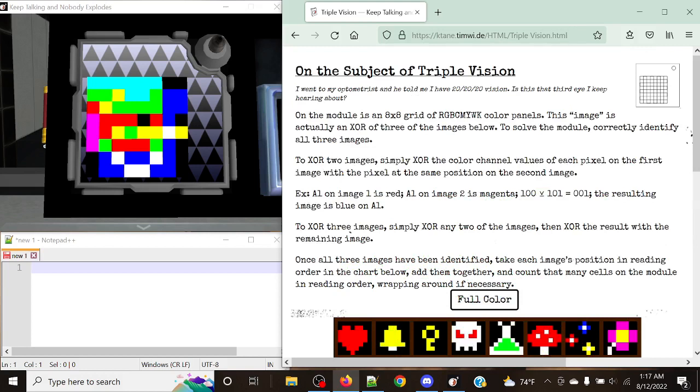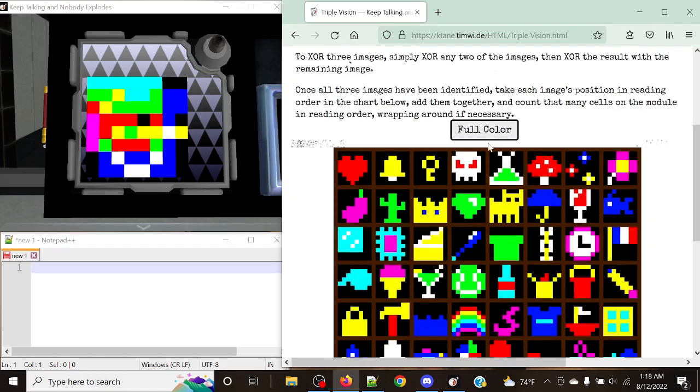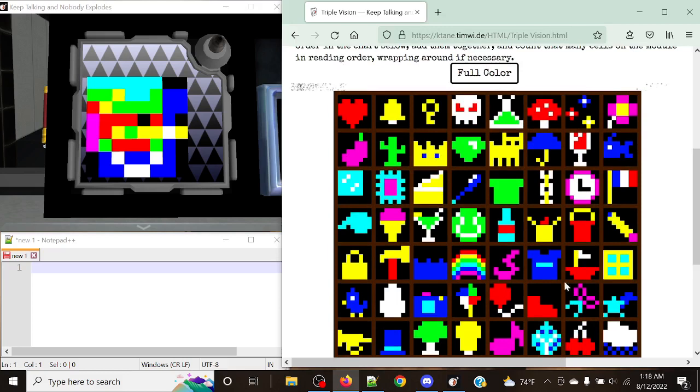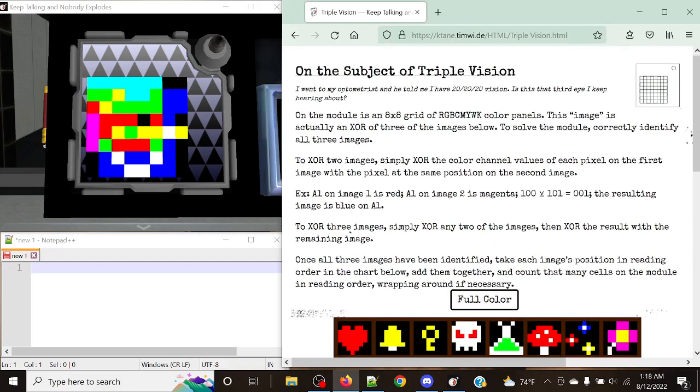So this module is going to be an 8x8 grid of red, green, blue, cyan, magenta, yellow, white, black color panels. This image is actually an XOR of three of the images below. And to solve the module, we need to correctly identify all three images. So this is what we're looking at here, and this is what all these icons represent. So let's get right into this.